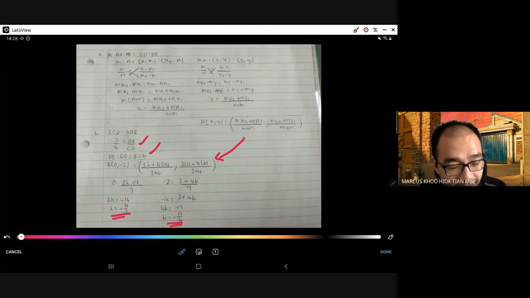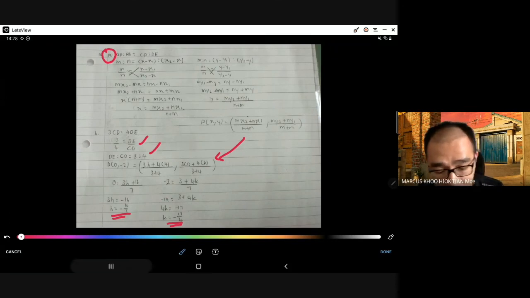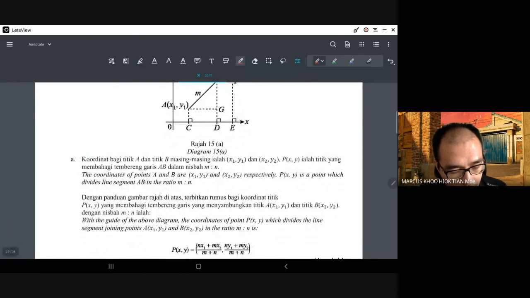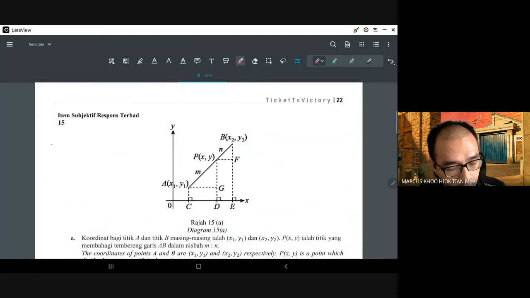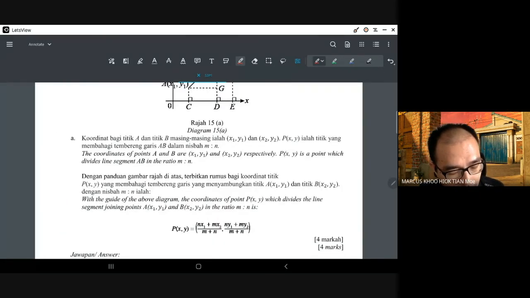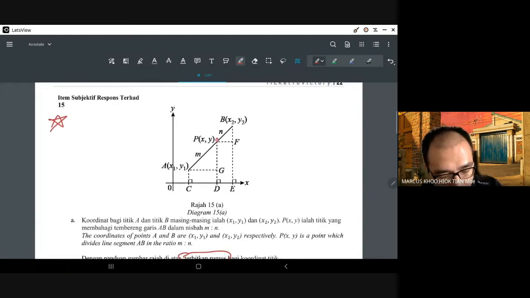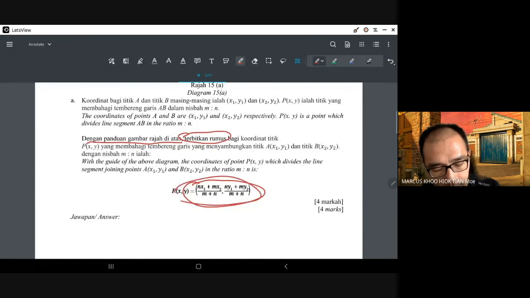But this 15A is the one that I actually want to ask all of you to start, because it is such a good question. Now saya mau guna yang versi bahasa Melayu. The English version is a little bit weird. Dia bagi kamu this one and then dia cakap dengan panduan gambar raja di atas terbitkan rumus. Now terbitkan rumus means that you have to make it such a way that ini adalah jawapan akhir kamu. Kamu kena buktikan bahawa koordinat titik ini ditunjukkan oleh bahagian ini.